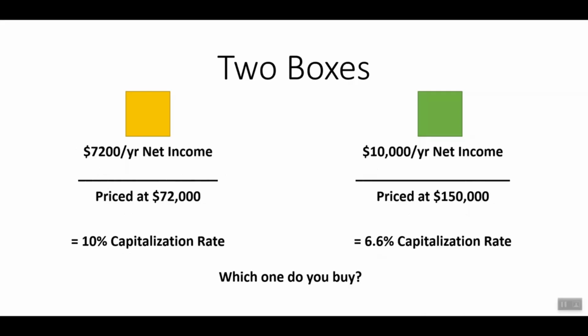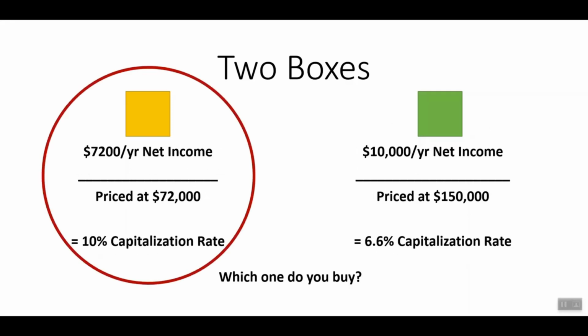And there's what we just talked about. On $7,200 a year in net income at $72,000, that's a 10% capitalization rate, whereas over here at $10,000 on 150K is a 6.6. So which one would you buy now? We already talked about that. Clearly the yellow box is the better deal based on cap rate.